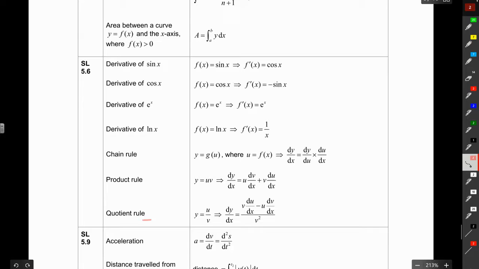And we have the quotient rule here. That's what you're going to be learning today. If u is the numerator and v is the denominator, we would have v u prime minus u v prime over v squared. So it is here, so you don't have to memorize any of these things. It's all in the formula booklet.